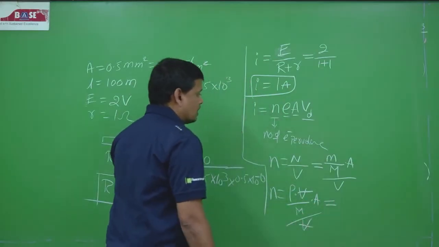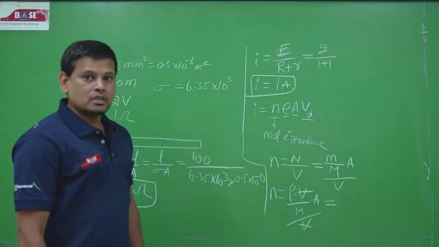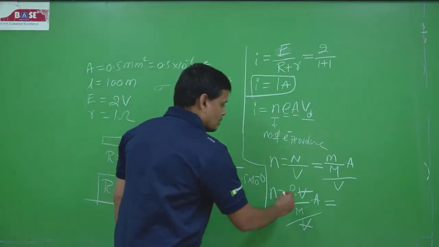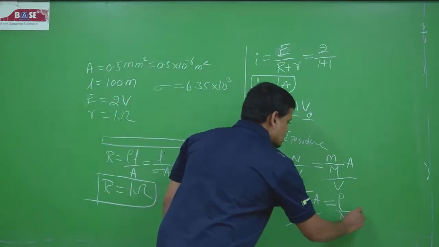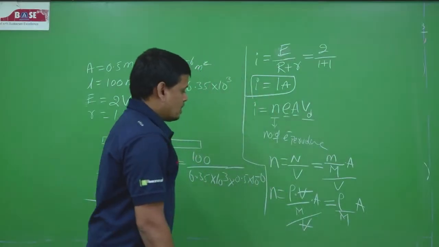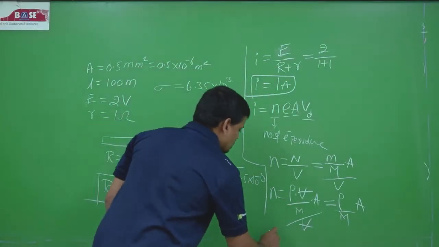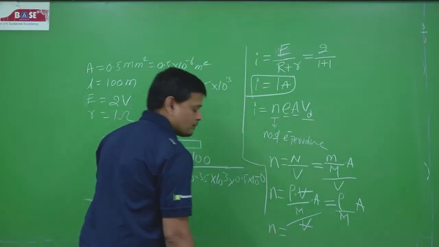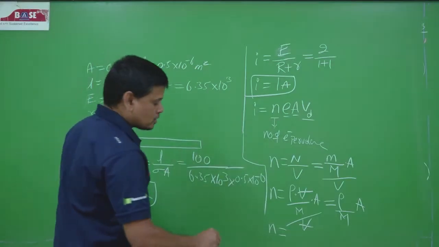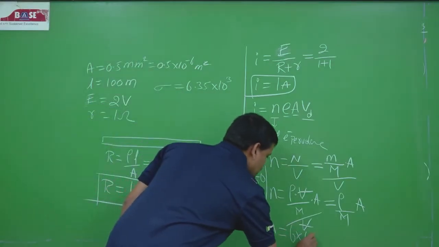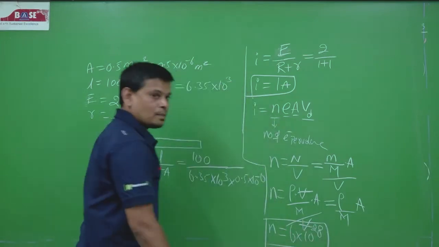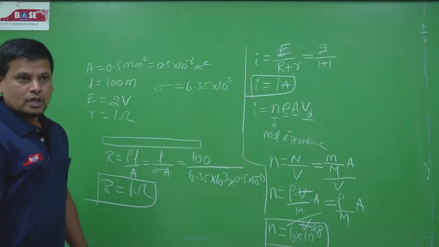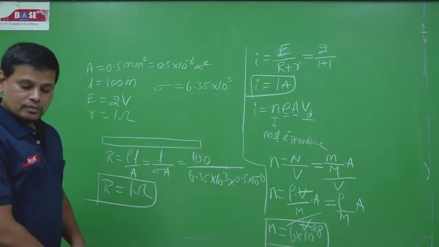So the number density, the number of electrons present per unit volume, can be represented as density divided by molecular mass times Avogadro number. If I substitute the values, it sums up to 6 times 10 raised to 28.